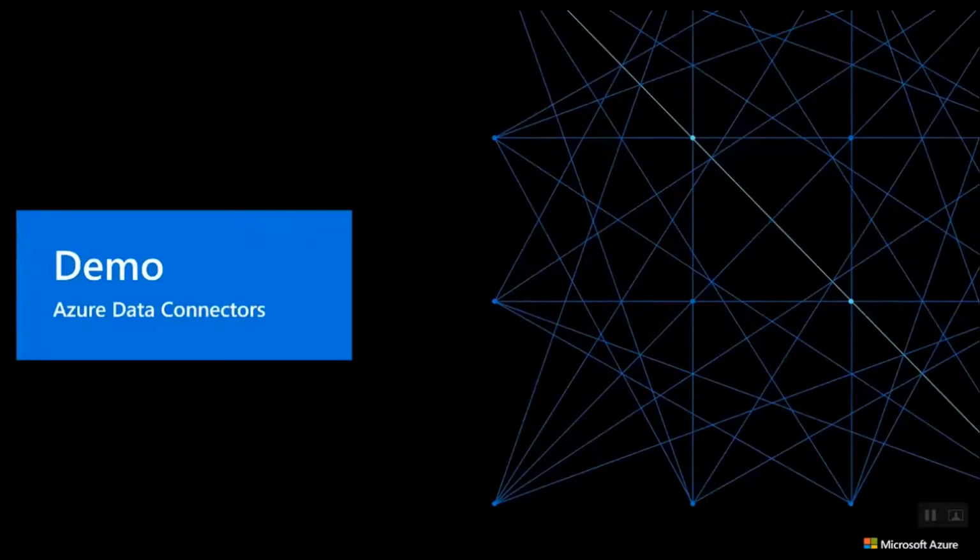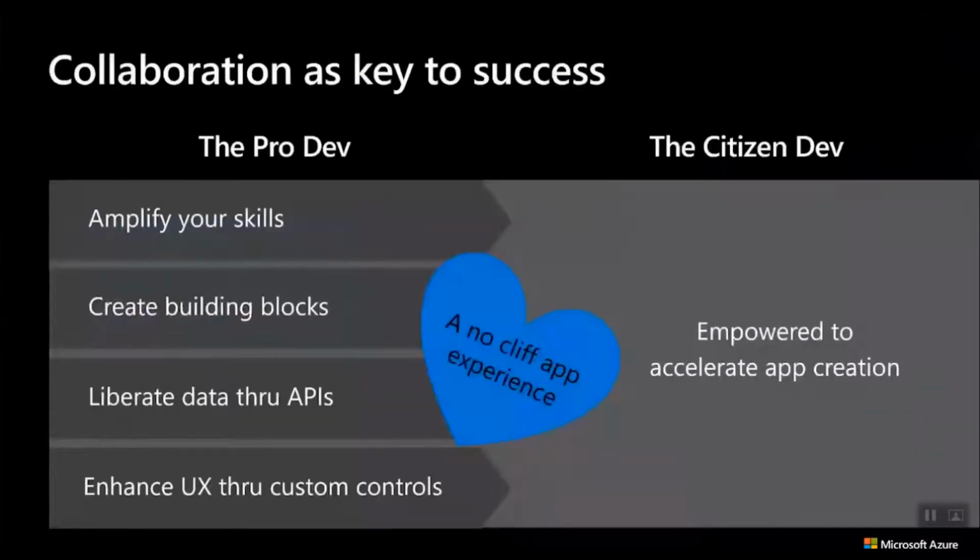Hopefully that gave you an idea of some of the Azure data connectors and how Power Apps works and how it can save you some time. But one of the big things is how we're going to use a fusion between the pro developer and the citizen developer. It's not one or the other. It's about working together and a fusion between the two. We're trying to build a no-cliff app experience so we can work together, the pro developer and the citizen developer together, to create the best possible app in the least amount of time. Pierce?